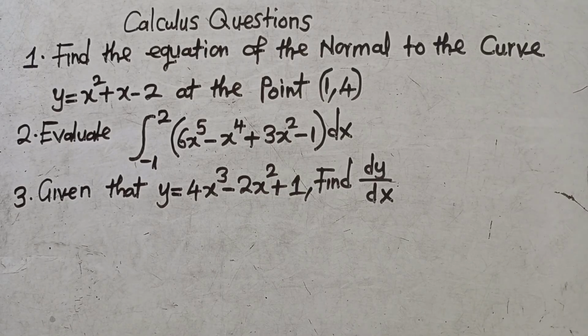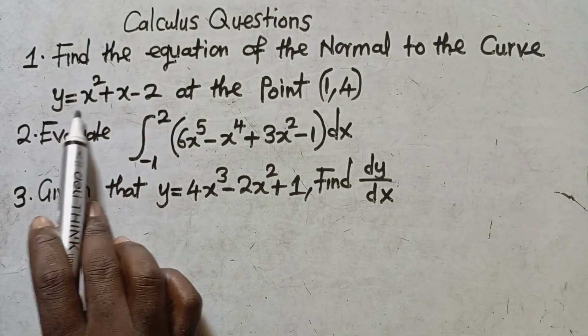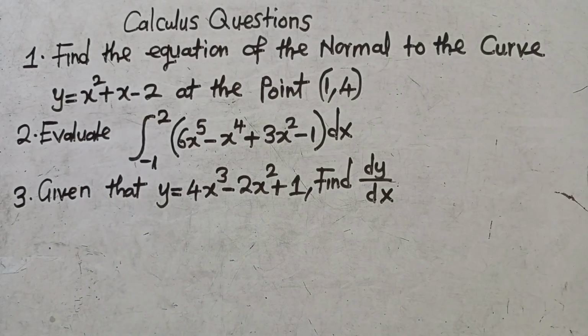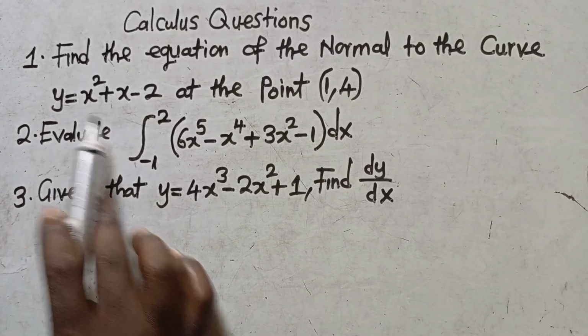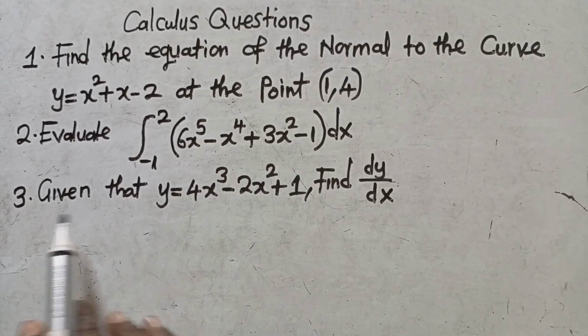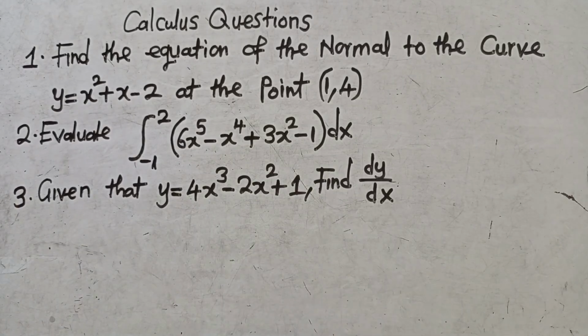So the question is saying that these are the questions. Find the equation of the normal to the curve y is equal to x squared plus x minus 2 at the point (1, 4). Then we are also given this particular question: evaluate. And the next question is where we are told to find dy/dx. I want to make these questions simple.